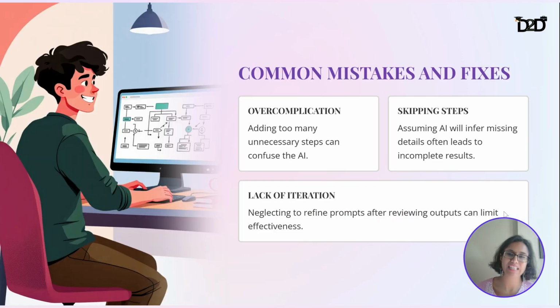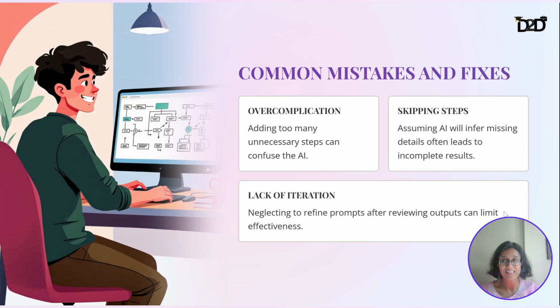What are some common mistakes and fixes that we can use while using chain of thought? Now, while using chain of thought, avoid these common pitfalls. Avoid overcomplication. Adding too many unnecessary steps can confuse the AI and not give you the right outcome. While you are outlining the steps which are breaking down the complicated task, try not to skip any step. Be very, very detailed in your steps and make sure that you cover all of them. Assuming that the AI will infer missing details often leads to incomplete results.